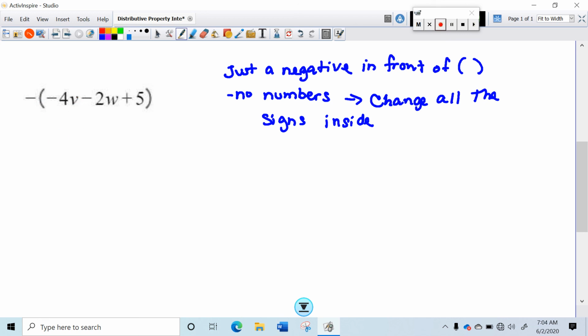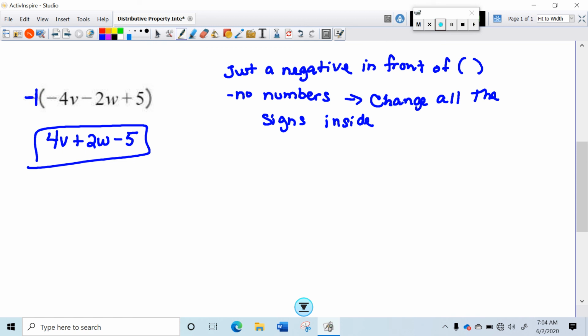A negative 4v changes to a positive 4v. A negative 2w changes to a positive 2w. And a positive 5 changes to a negative 5. Okay? That's only if you don't have a number in front. Now let me show you why that works.